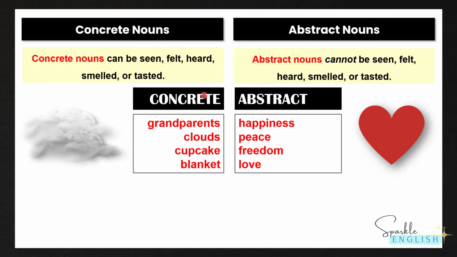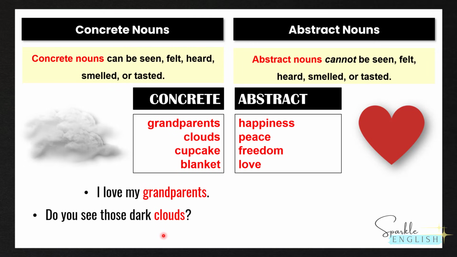For example, a concrete noun is grandparents. You can see your grandparents, hear your grandparents. They exist in a physical form. Clouds, cupcake, blanket. Whereas abstract nouns are ideas or concepts. Happiness, peace, freedom, love. For example, I love my grandparents.